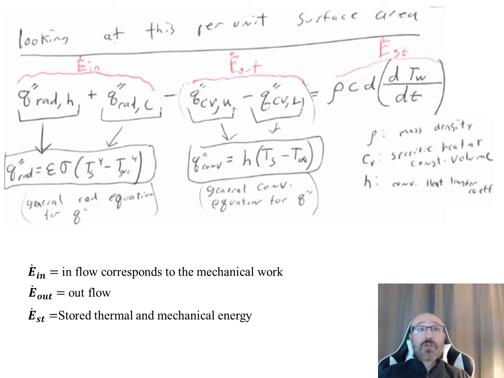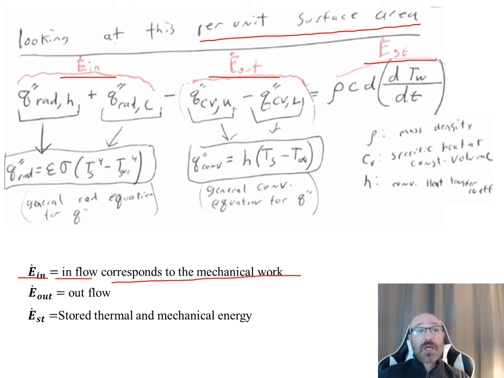So now we can look at this per unit surface area. And what I want to do is take a look at each individual component. Like I said, I'd like to have that real general equation that we can then plug the specifics into. So I have my E in minus my E dot out is equal to my E dot ST, where E in is the inflow, which corresponds to the mechanical work, E dot out is our outflow, and E dot ST is our stored thermal and mechanical energy.